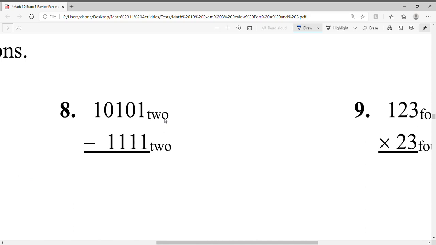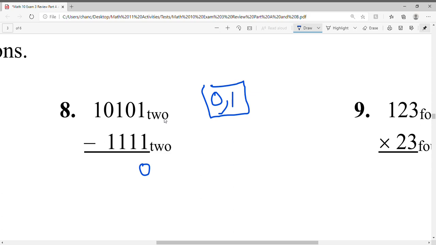Question 8. We're doing subtraction here. We have 1, 0, 1, 0, 1 base 2 minus 1, 1, 1, 1 base 2. The only symbols I can use are a 0 and a 1. So let's do some subtraction. 1 minus 1, well, that's 0.